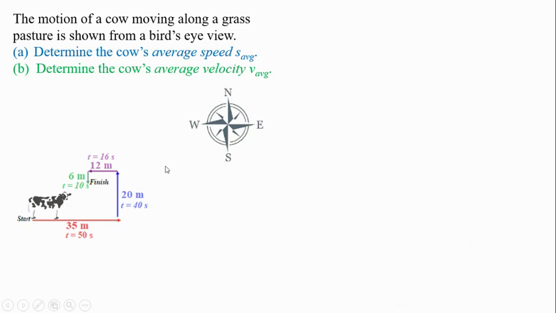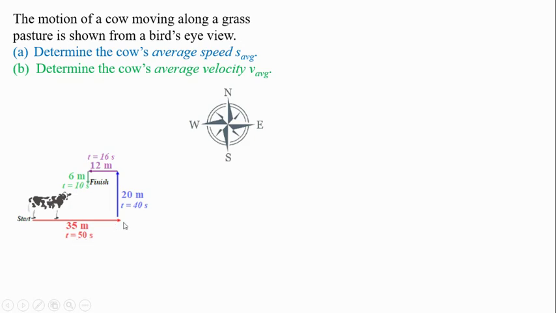So this particular problem is trying to teach you the differential between the two quantities, average speed and average velocity, based on physics definition. So pay attention closely. All right, so it looks like the cow is going to travel 35 meters east, and that's going to take a time of 50 seconds in red there.